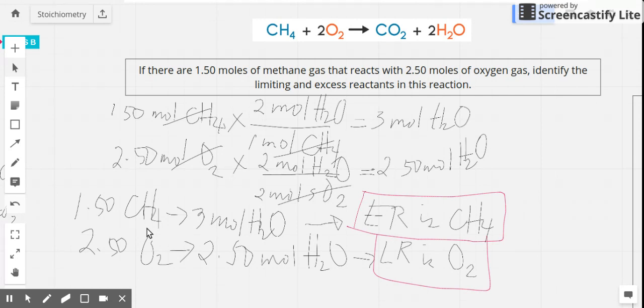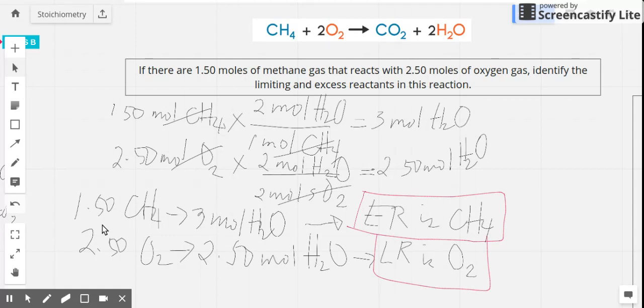What does it mean? That our CH4 is not entirely used up or consumed in the reaction. Not all of the 1.50 moles is consumed in the reaction. There's only a portion of that, and there's always an excess. In the following videos that I'm going to release later on, we will learn how to calculate the amount of excess reactant that will be unused in the chemical reaction. But for now, let us just know how to determine the limiting and excess reactant in the reaction.